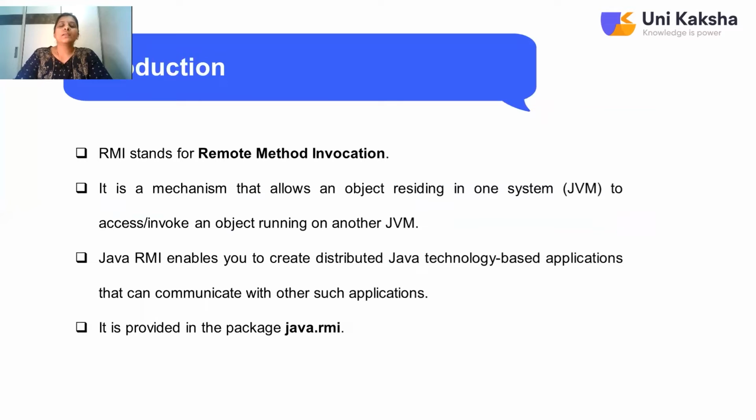RMI is a mechanism which allows you to connect or communicate with the JVM of another system from your JVM, or from one system to another system. So basically it is considered a remote method invocation. This mechanism allows an object residing on one JVM to communicate with an object residing on another JVM, that is Java Virtual Machine. So it enables you to create distributed Java technology based applications which are used to communicate with other such applications.